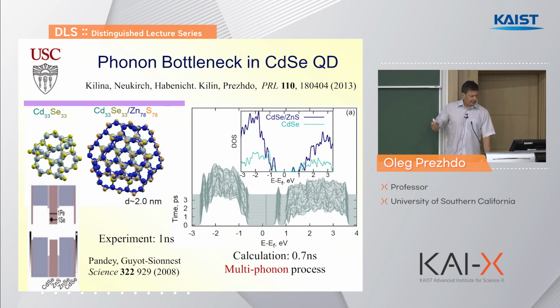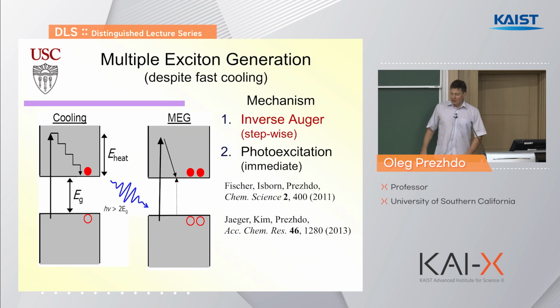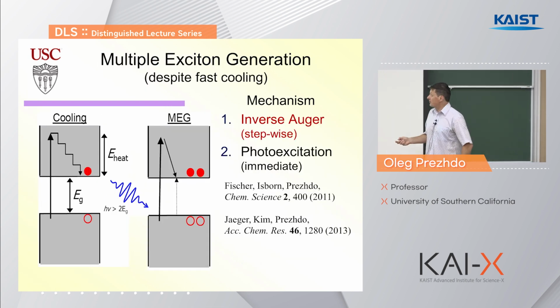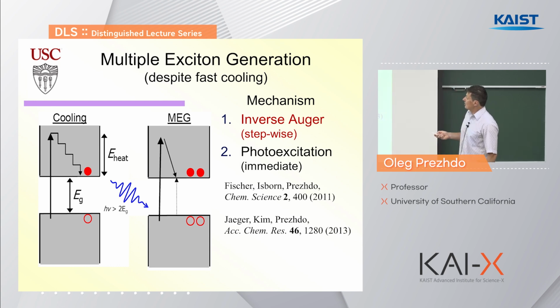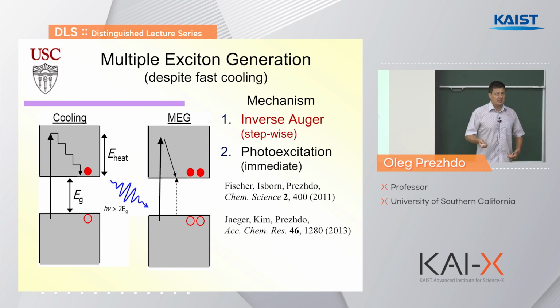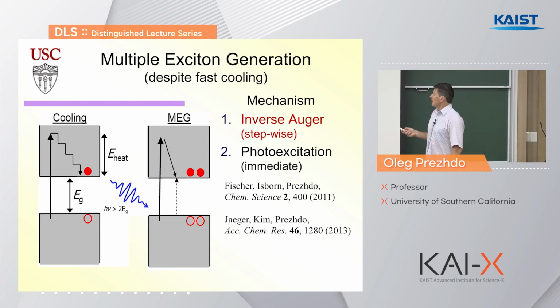We did show this phonon bottleneck, which I'll skip. Now the question is, if relaxation is very, very fast, how is it possible that you can still create charges before energy is lost to heat? So there are two mechanisms that people discussed. In physics, people call it impact ionization or inverse Auger mechanism, where even if you don't shine light, you just have a current, like in LEDs. You inject electron and hole, and they emit a photon.